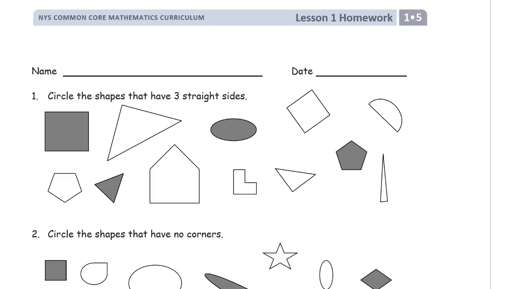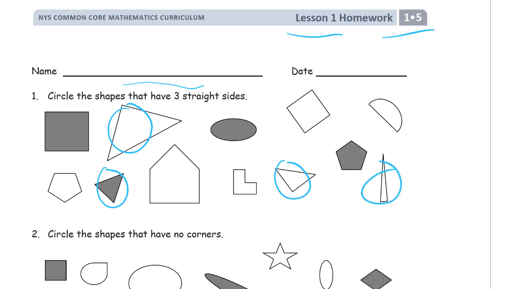Welcome to the homework for lesson one of module five. This is first grade. Name first, and then circle the shapes that have three straight sides. Some of these are shaded in, and some of them aren't. And that looks like all of them.